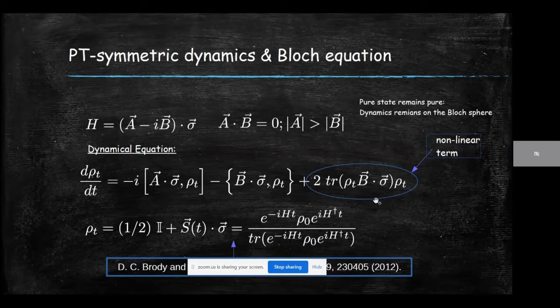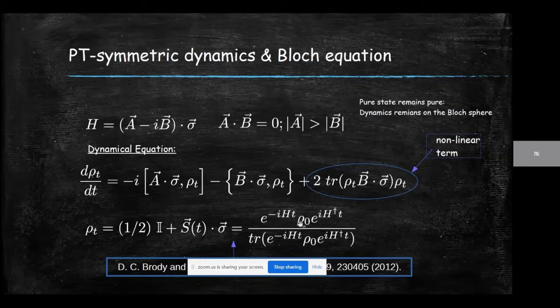Now, it is important to notice that this nonlinear term is what distinguishes this non-Hermitian dynamics from other non-unitary dynamics like Lindbladian dynamics, Markovian dynamics, where the dynamical map is a linear map. And the solution to this equation, as we can see, can be written down in this form.